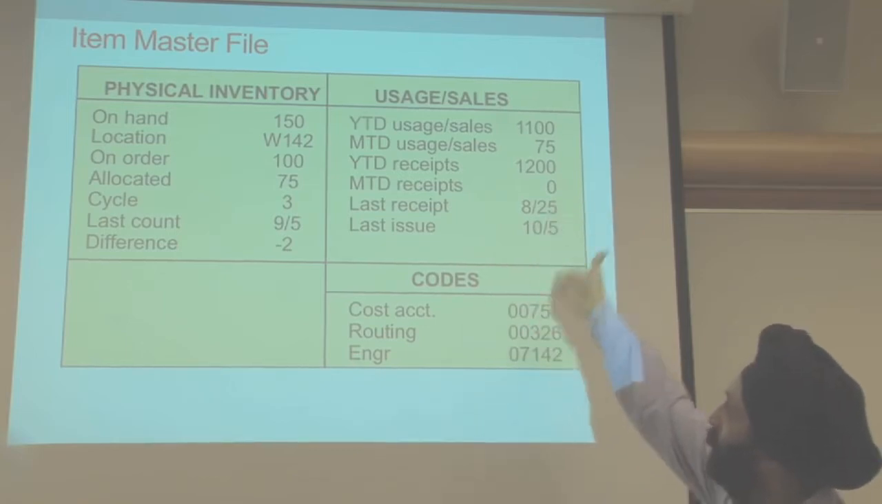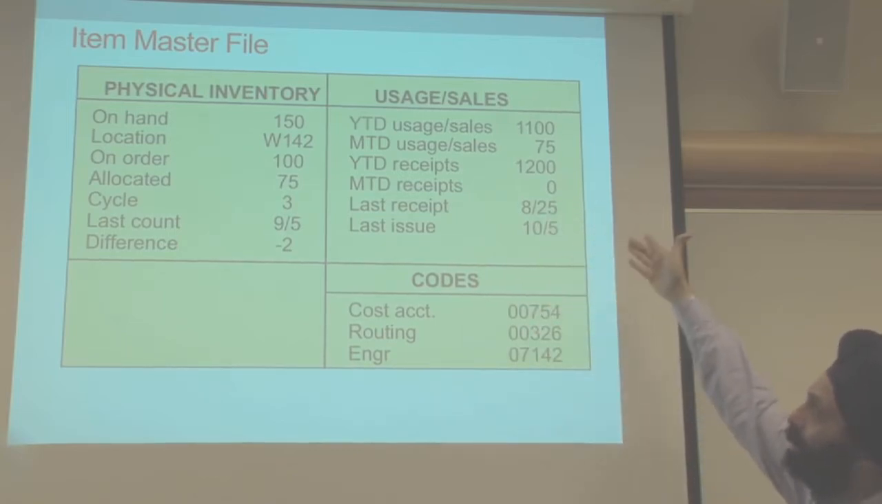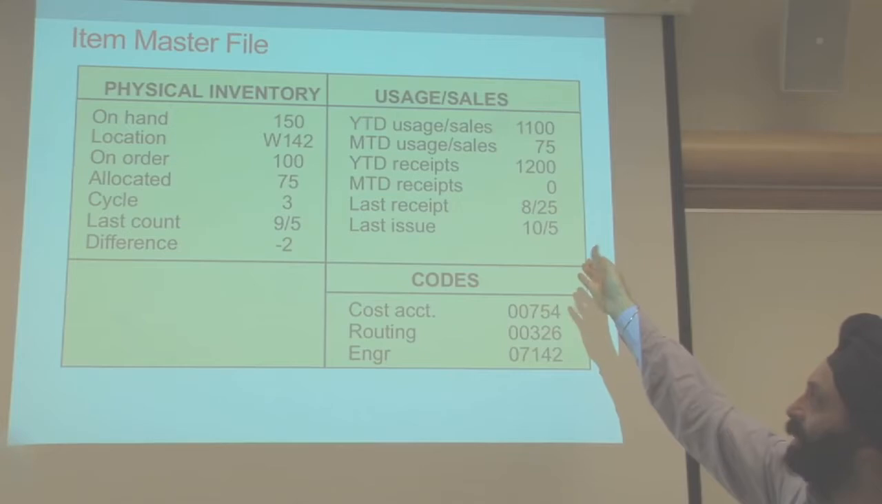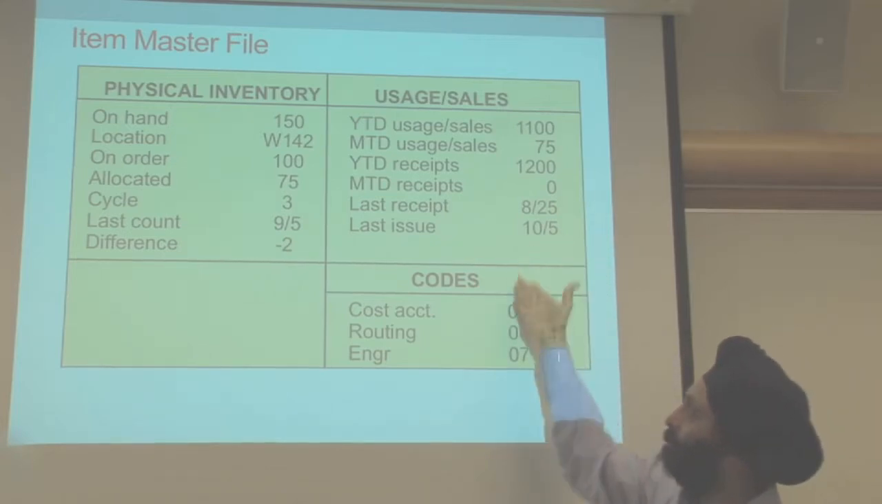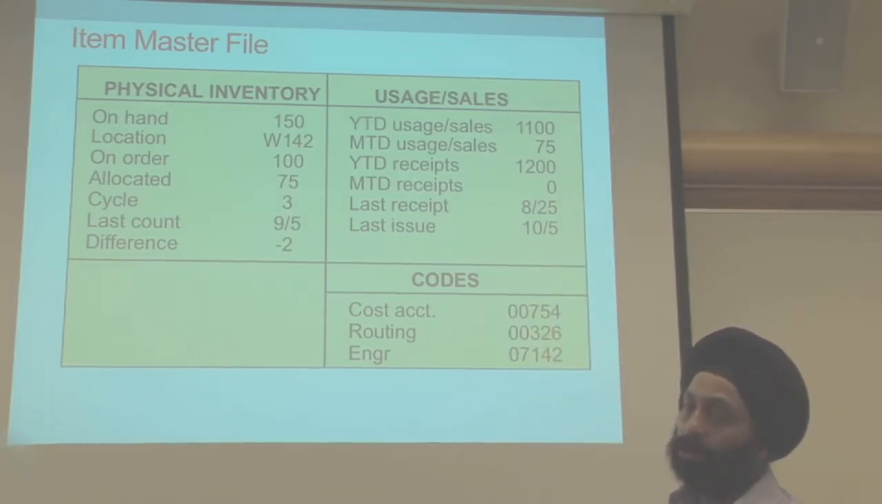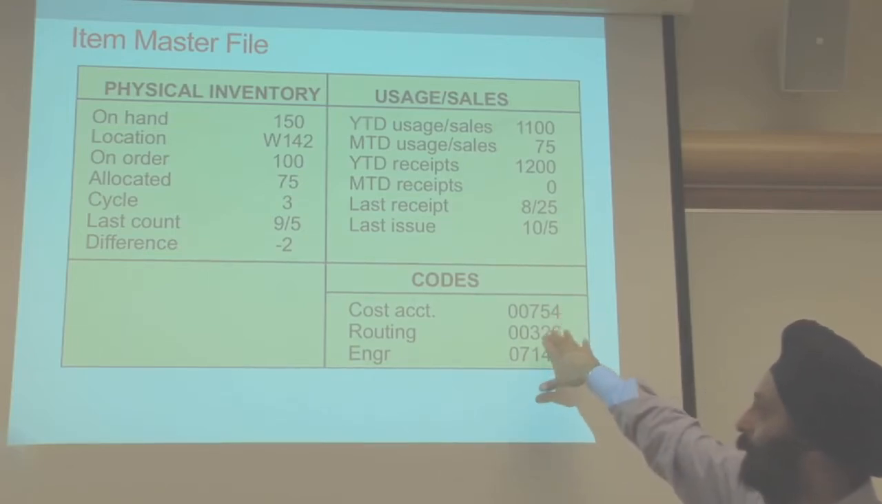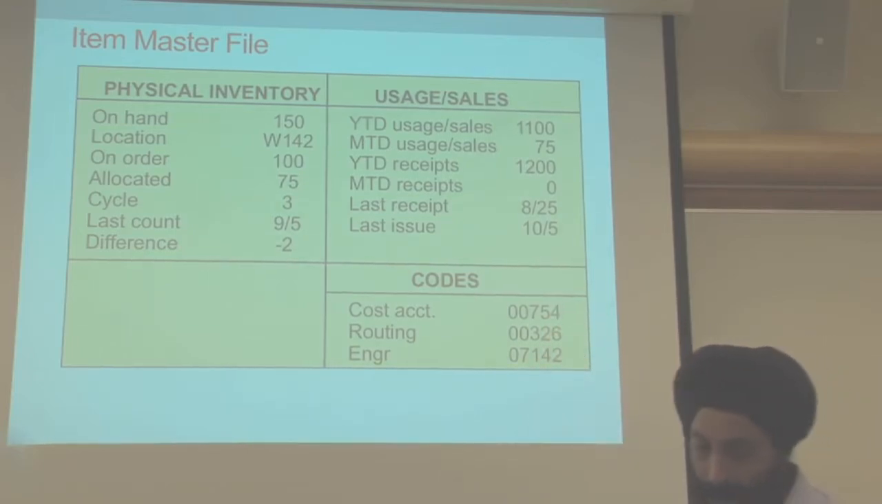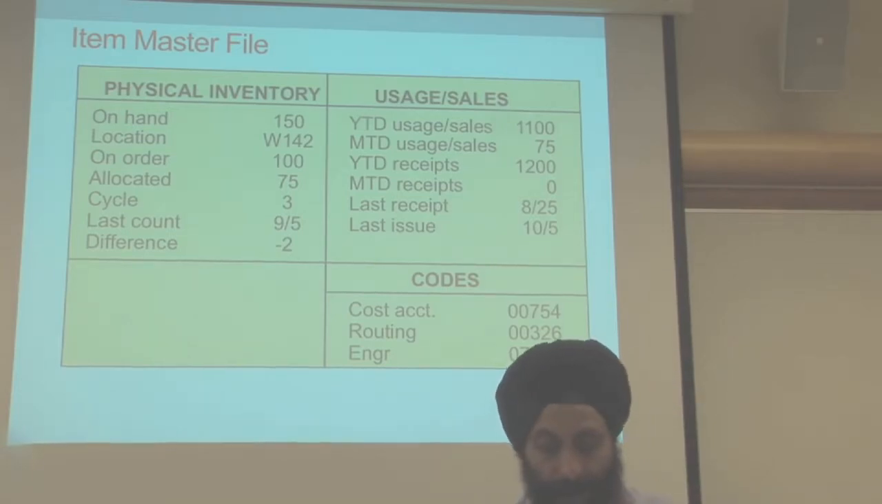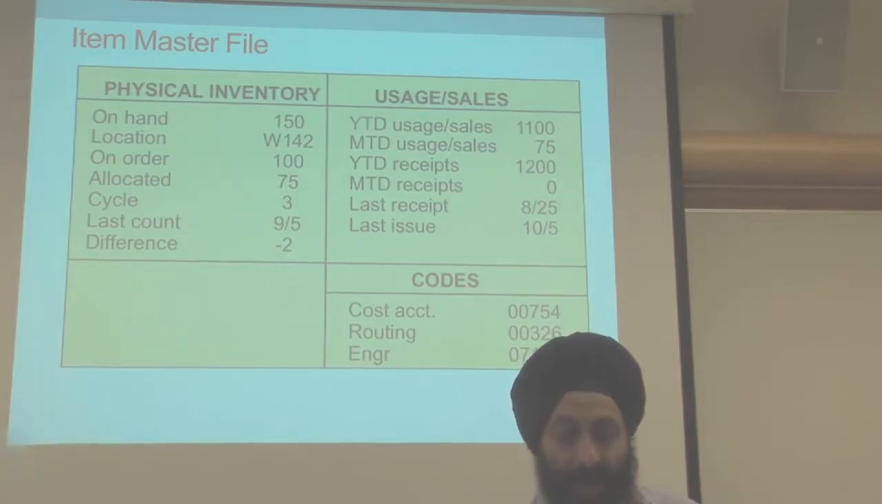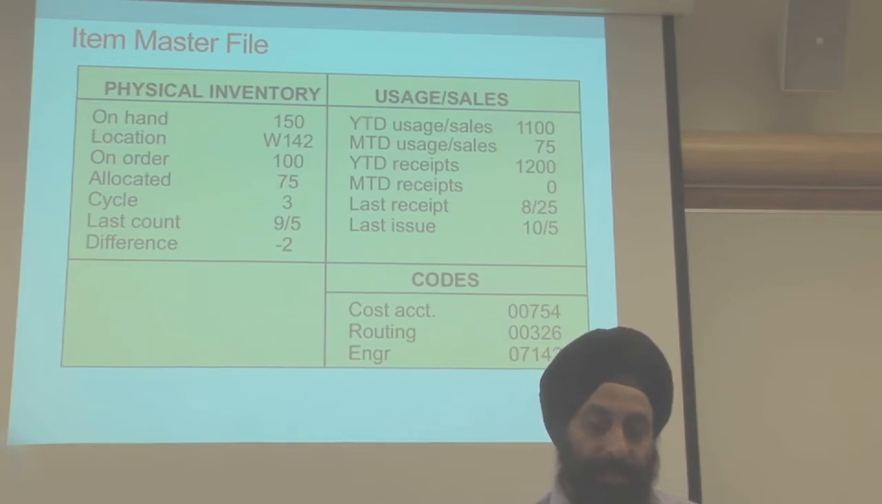And again, in terms of usage sale, you can see year-to-date, month-to-date, year-to-date receipt, month-to-date receipt, all that information which allows one to make meaningful decisions regarding MRP. So cost accounting codes, routing, engineering code are given to you. So those pretty much give you a glimpse of how things are actually visualized on the actual shop floor.